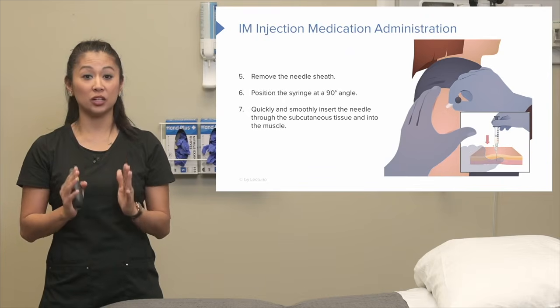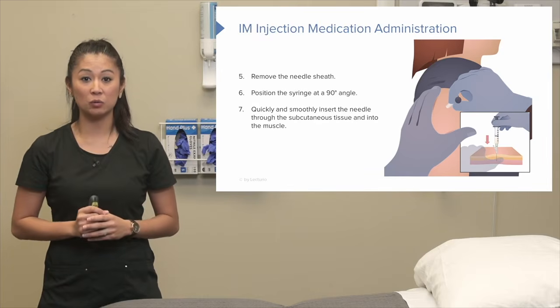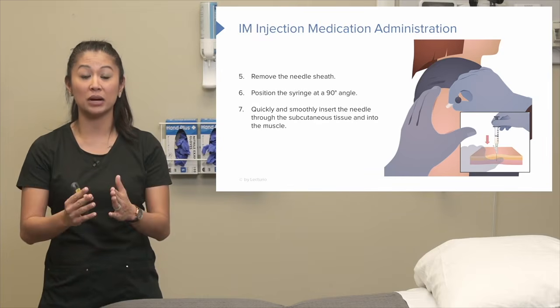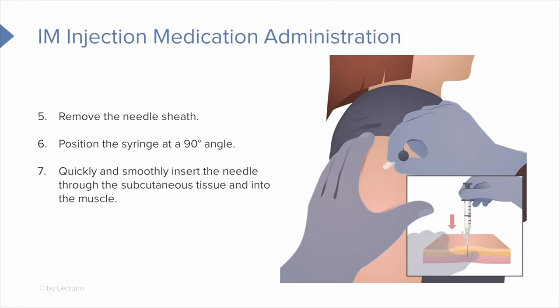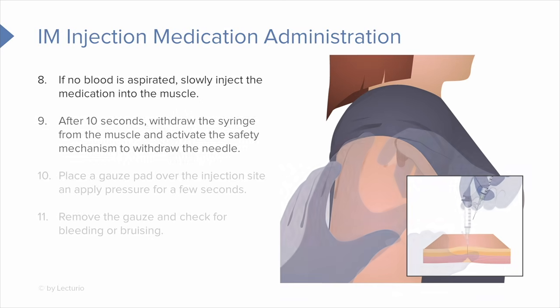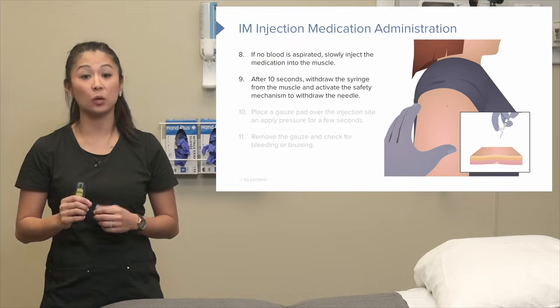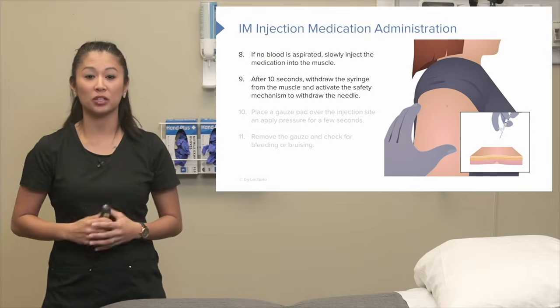Then once we're in position, we're going to quickly and smoothly insert the needle into the subcutaneous tissue and into the muscle itself. Because remember, this is an intramuscular injection. Then after that, we're going to slowly inject the medication. After we've injected the medication, we're going to withdraw the syringe slowly from the muscle, and then we're going to make sure to immediately activate that safety shield on the needle. That's really important that we activate that safety so we don't puncture ourselves or the patient.